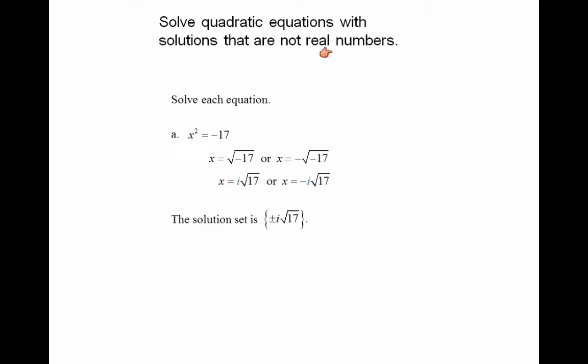Solve quadratic equations with solutions that are not real numbers. Let's take a look at this example. x squared is equal to minus 17.